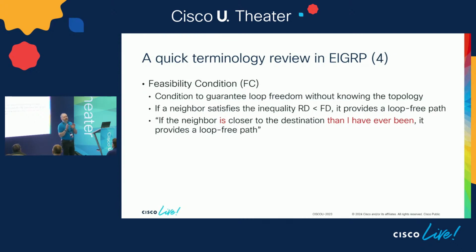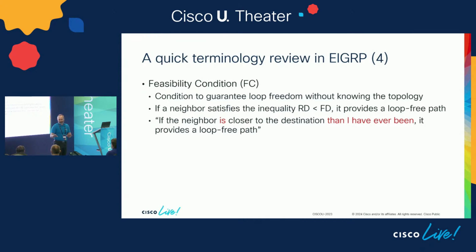Feasibility condition says formally that if my neighbor's reported distance is smaller than my feasible distance, then he provides a loop-free path. But can you remember this? I remember it when translated into human speak using the definition of the feasible distance from before. I said the closest we have ever been. So with this, the feasibility condition says, if you as my neighbor are closer to the destination than I have ever been, then you provide me with a loop-free path because you have never been using me, since otherwise your cost would be derived from mine. This is how the loop freedom in EIGRP truly works.